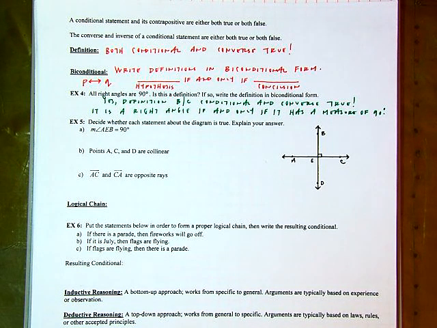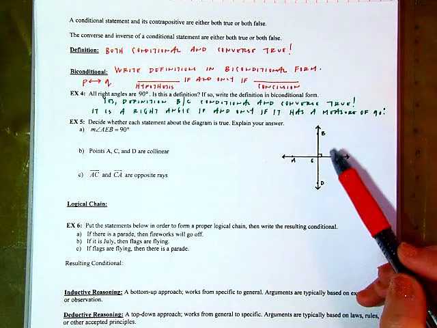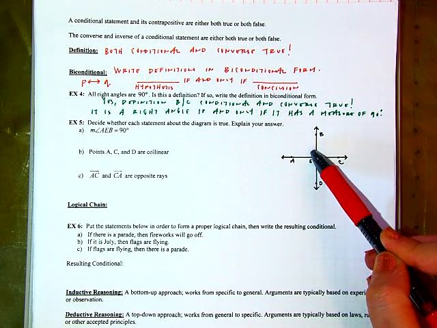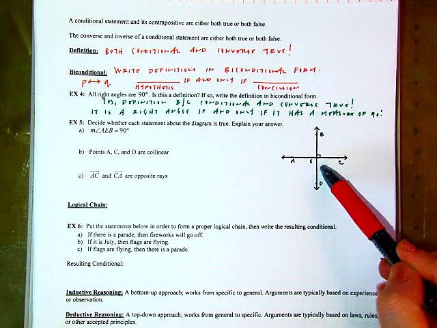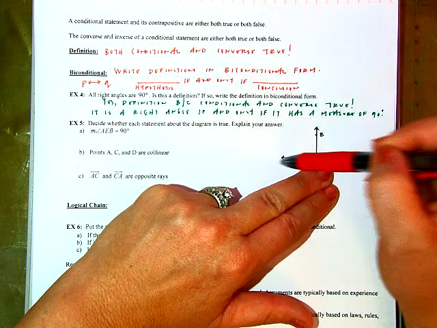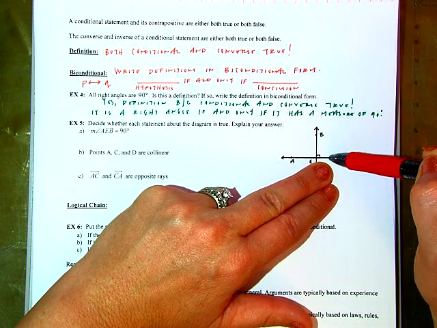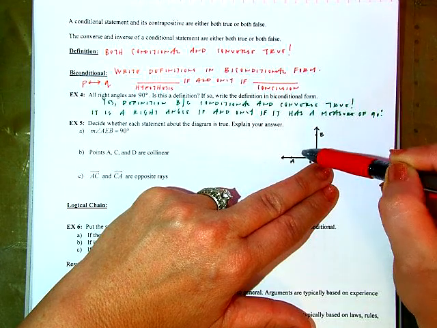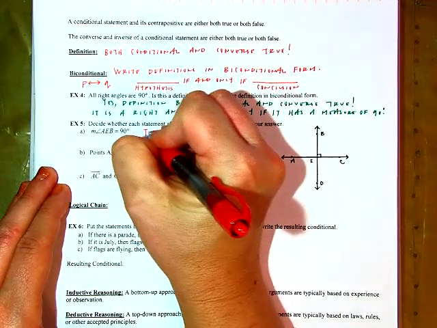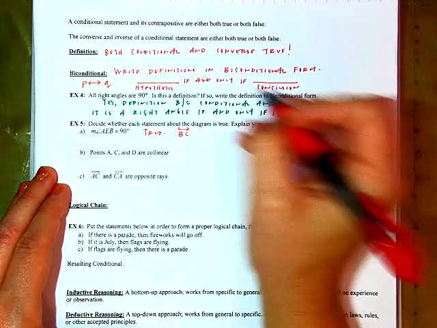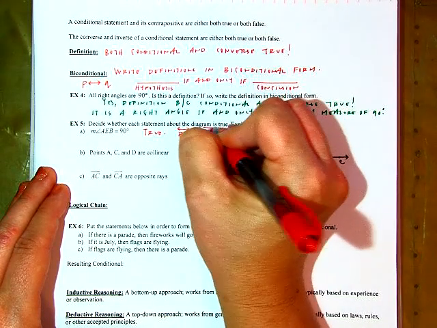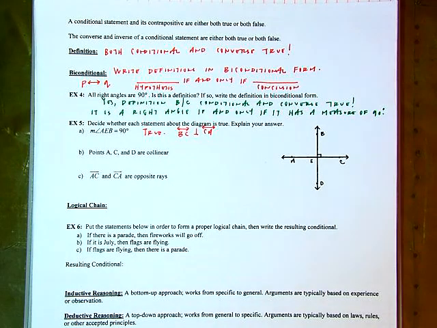All right, example 5. Decide whether each statement about the diagram is true. Explain your answer. So, is the measure of angle AEB 90 degrees? Is this 90 degrees right here? Well, I'd have to say yes, because these are perpendicular pathways. So all of these angles are right angles. I could also just view this as a straight angle. So I have a linear pair, and if that's 90, then that has to be 90 too. So I'm going to say absolutely true. I recognize that because BC's pathway, that straight line, is perpendicular to CA, right? Or I could talk about a linear pair as well.